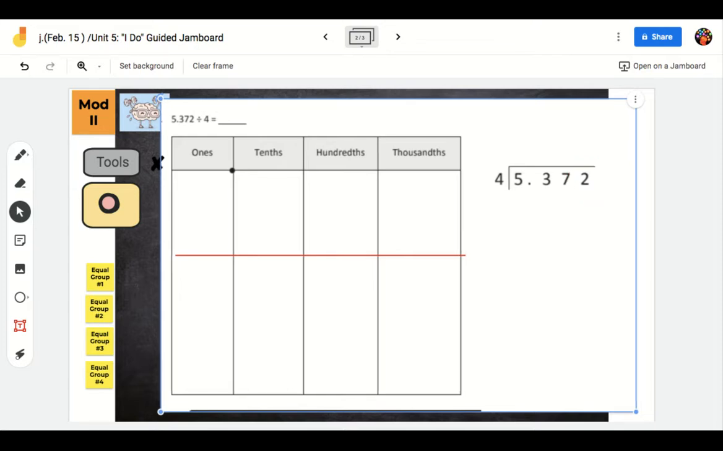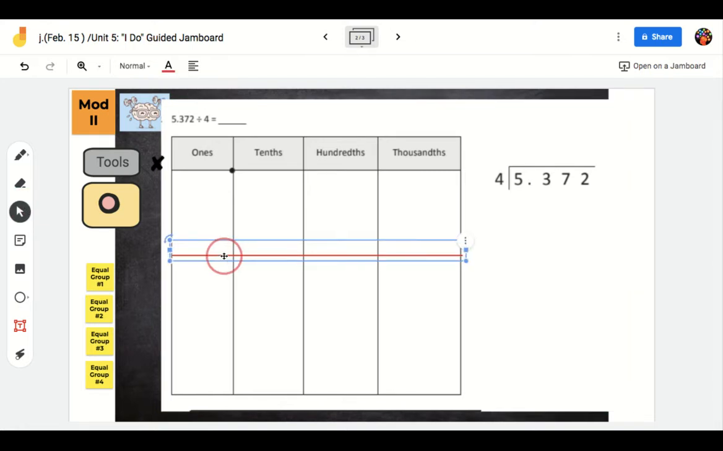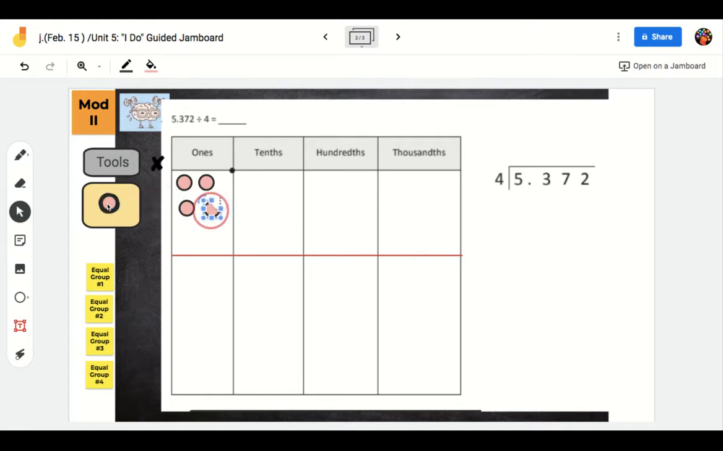That's my dividend. I want to represent it on my place value chart. So let's use the tools. My place value disk. How many ones should I show? 1, 2, 3, 4, 5.